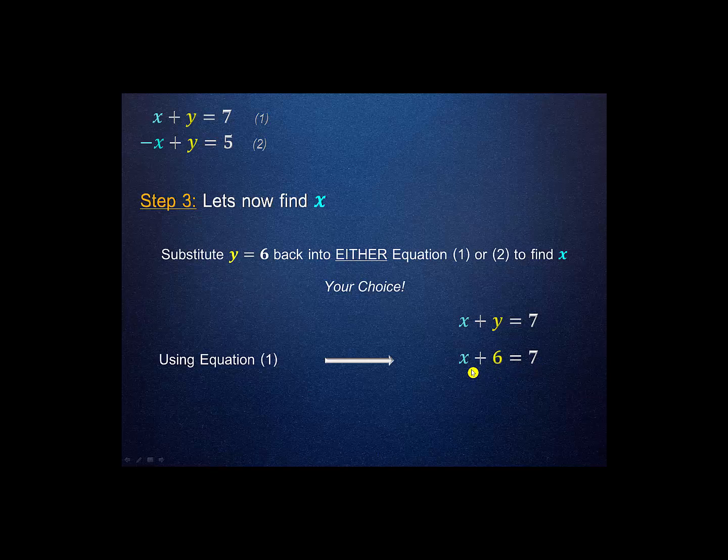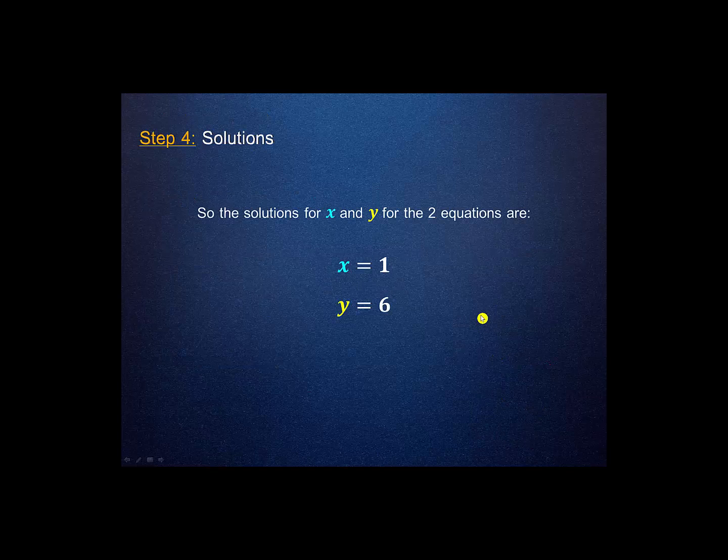We want to get x by itself. So what are we going to do? We have this plus 6, so we need to subtract 6 from the left hand side, and we need to do that as well on the right hand side. So 6 take away 6 will be 0, and 7 minus 6 will be 1. So we'll be left with x plus 0 equals 1, or x equals 1. So our solutions for x and y for the two equations are x equals 1 and y equals 6.